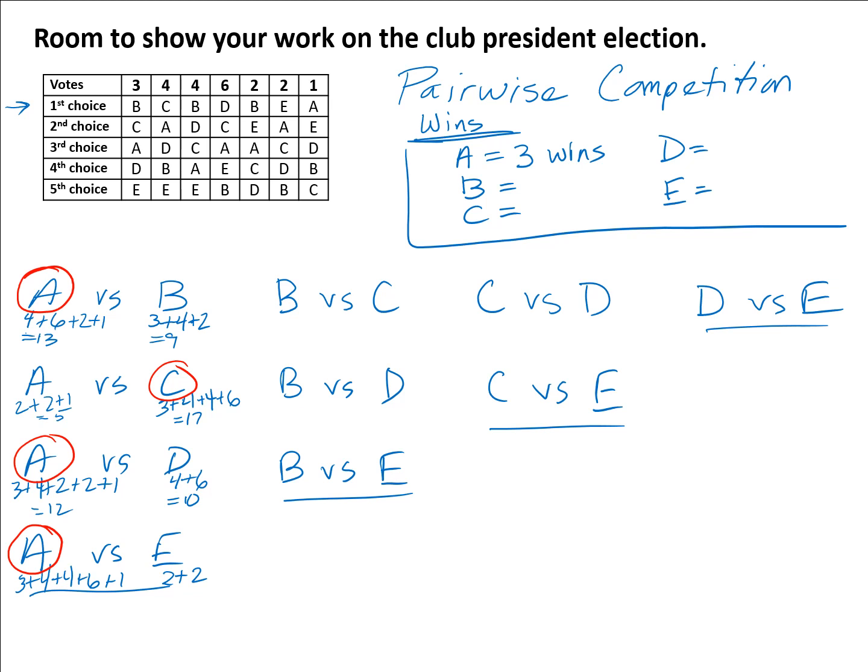I'm going to pause and write down some of the scores. You can check that, and then we'll come back and compare.